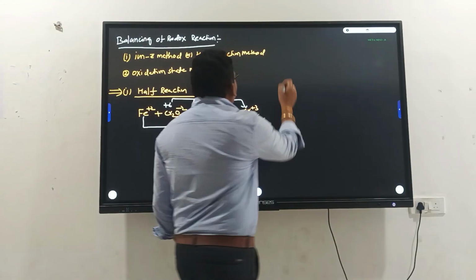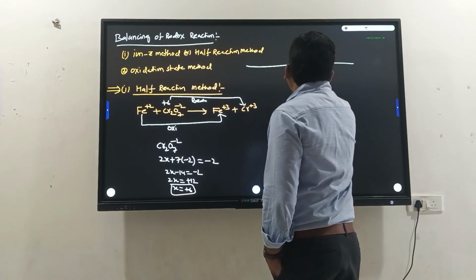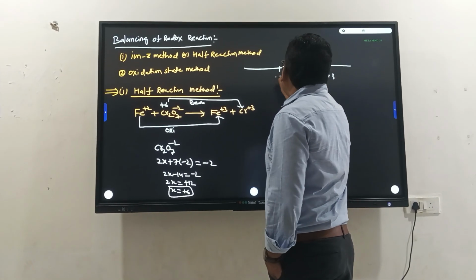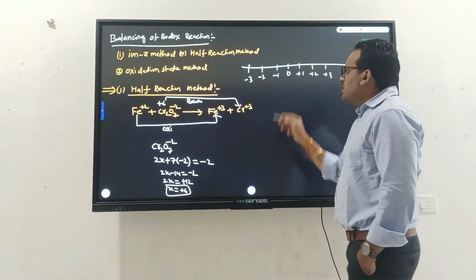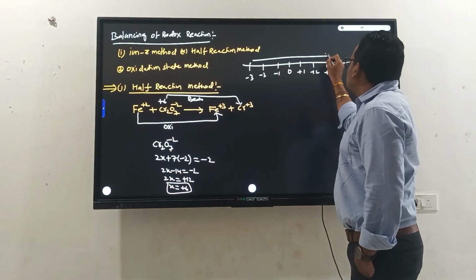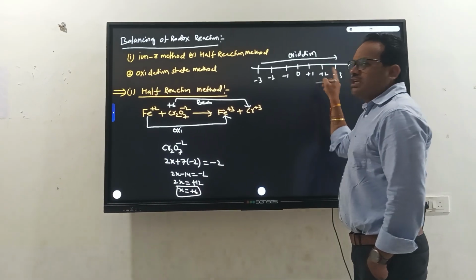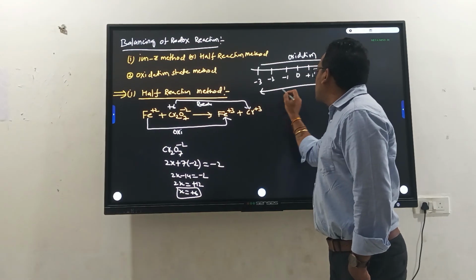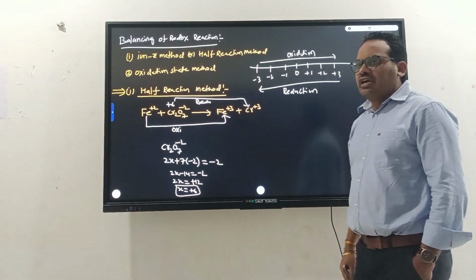Already we have seen one small table. What is that table, children? When you take this table, we have 0, plus 1, plus 2, plus 3, and here, children, minus 1, minus 2, minus 3. Is it clear? Suppose the oxidation number is increasing, this one we call oxidation. If the oxidation number is decreasing, what do we call this? This one we call reduction.